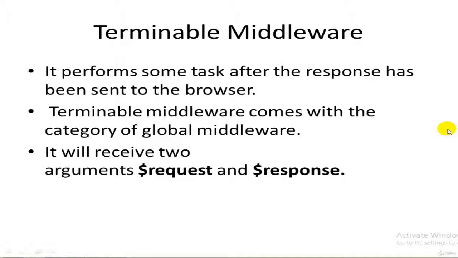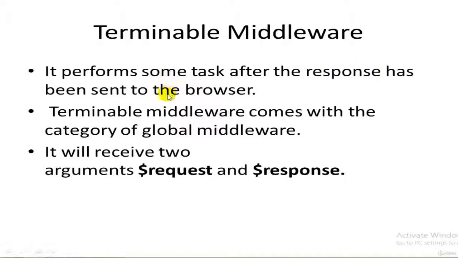Now we will focus on one thing, terminable middleware. We saw in the previous chapter about role middleware, how middleware has been created and how it is executed in the browser. Once you create a middleware, it's important to be terminated also. That is done with the help of terminable middleware. It performs some task after the response has been sent to the browser.